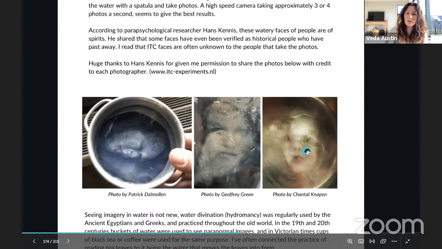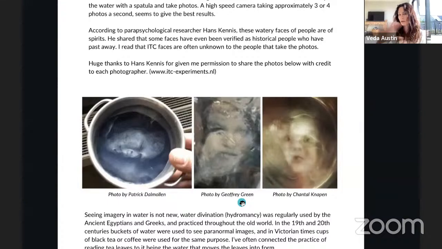This was taken by different people. This man here particularly has the most extraordinary body of work. Hans, who is from Amsterdam, believes that these watery faces are of spirit. He shared that some faces have even been verified as historical people who have passed away. He has the most comprehensive website you've ever seen. It goes into so much quantum physics, so many different details, so many examples. When I first saw these, I have to be honest, I thought, because I've seen some others that look even more realistic, that they weren't real. So I left this alone for years, not really thinking it was a real phenomenon until I tried it myself.